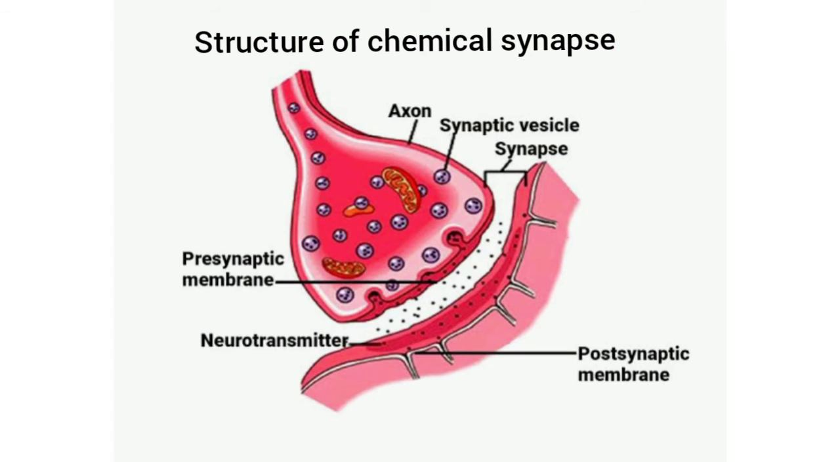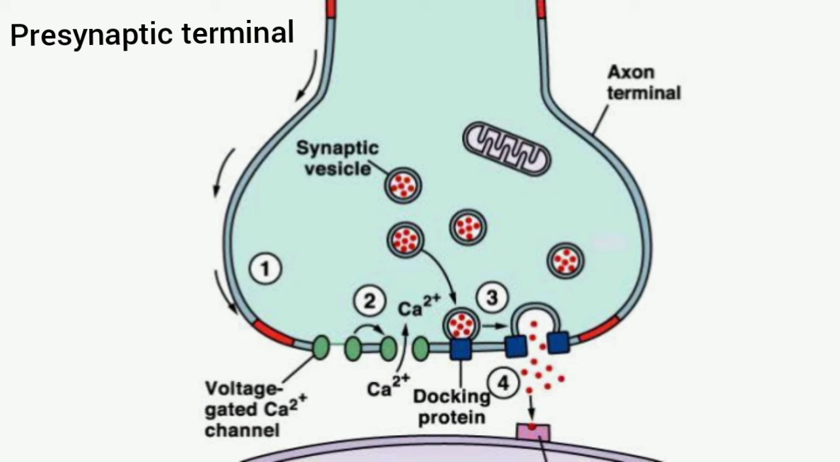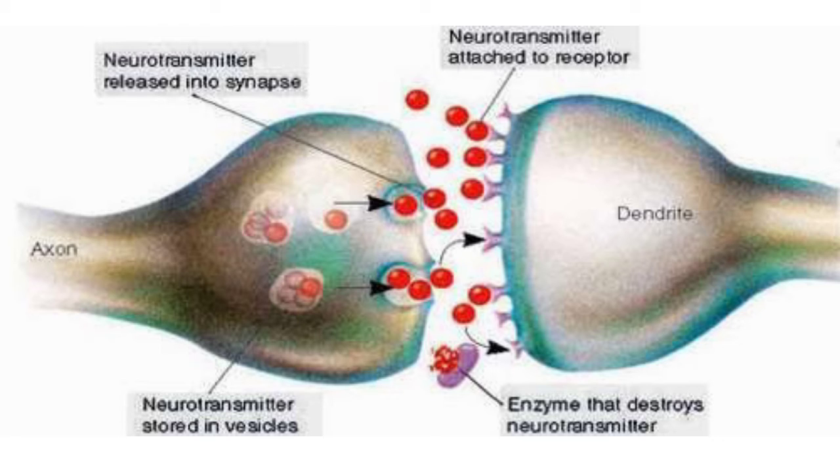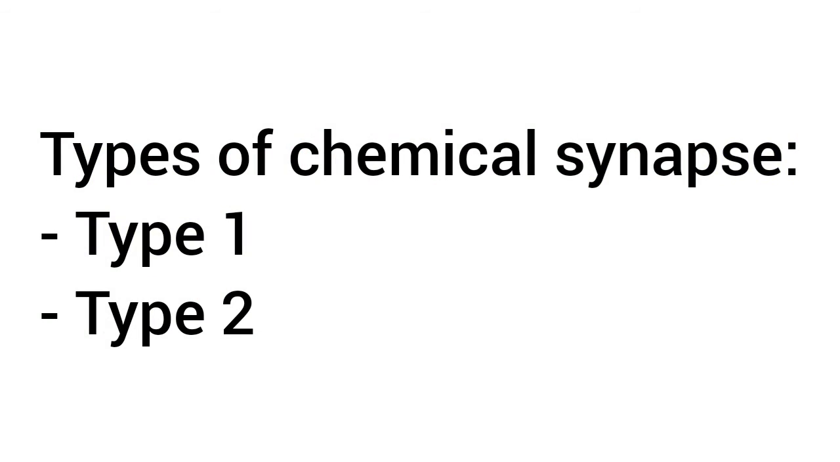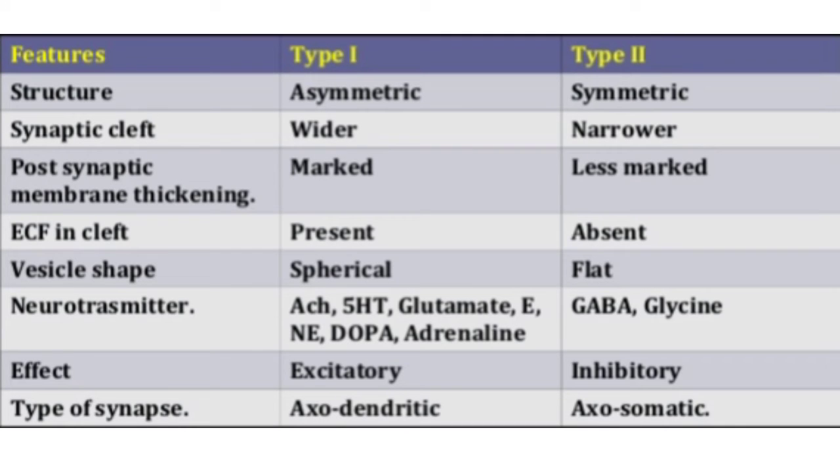Structure of a chemical synapse: it contains synaptic terminal, presynaptic membrane, synaptic cleft, and postsynaptic membrane. The presynaptic terminal contains the vesicles which release neurotransmitter, and the synaptic cleft contains the neurotransmitter released and the neurotransmitter degrading enzymes. And the postsynaptic membrane contains a number of receptors to which the neurotransmitter binds. There are two types of chemical synapse, type 1 and type 2. The following shows you the differences between type 1 and type 2.